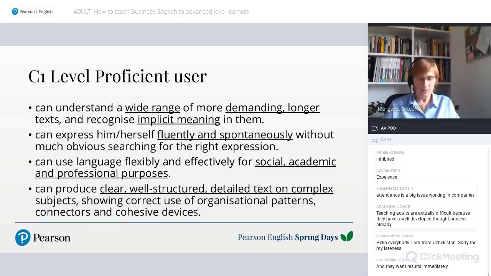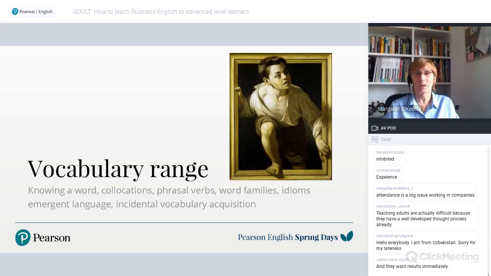Let's start then at one of the key challenges we talked about, which is vocabulary. And this is a very big area for students when they reach advanced level. And what we're hoping to do is obviously help them broaden and enrich their vocabulary.